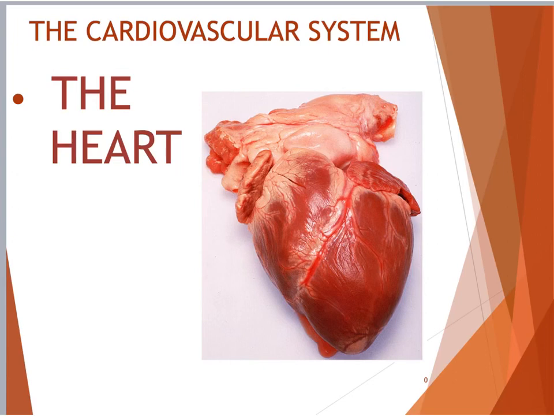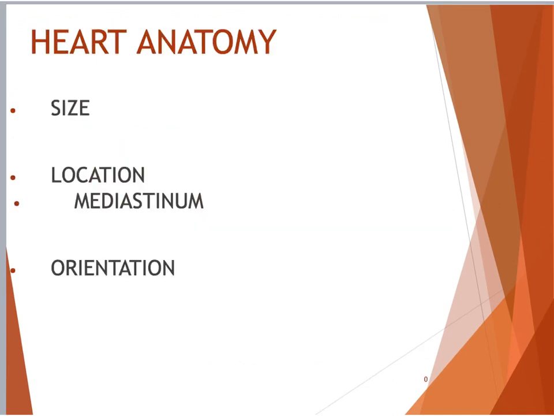Chapter 18, the heart. This is our second of 3 chapters that will cover the cardiovascular system. All right, we're going to start by talking about heart anatomy, and really we're going to talk gross anatomy first.